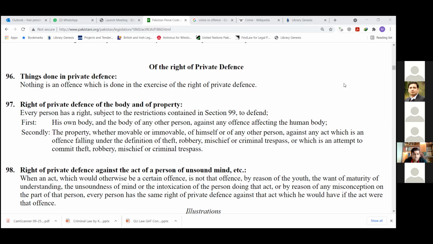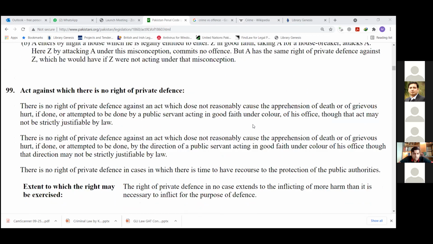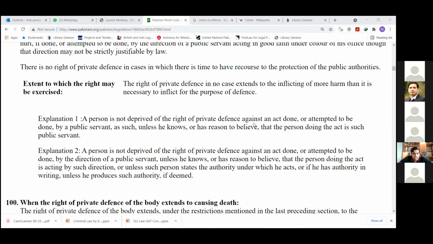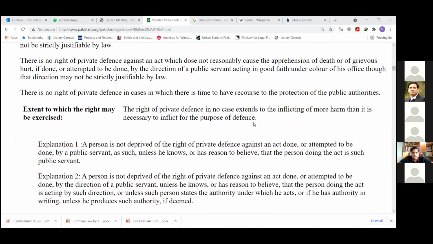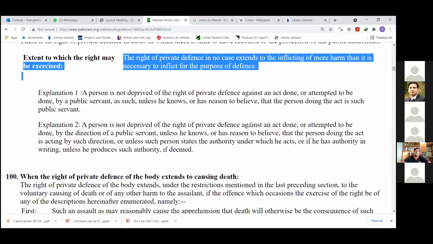Right of private defense extends to both body and property. However, right of private defense has its limitations. Section 99: the right of private defense in no case extends to the inflicting of more harm than it is necessary to inflict for the purposes of defense. This is the general principle which governs the exercise of right of private defense.